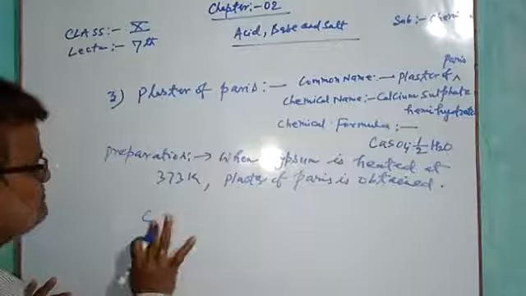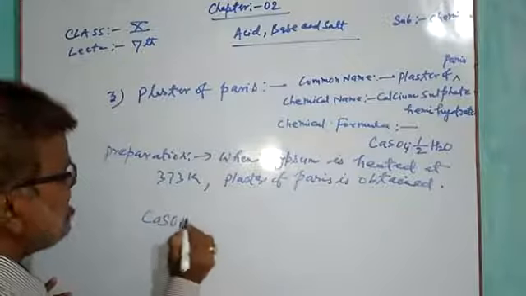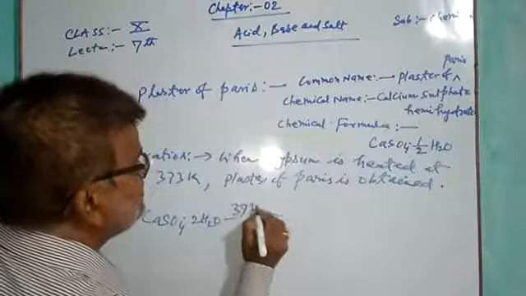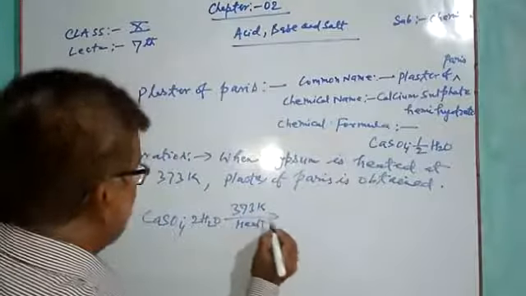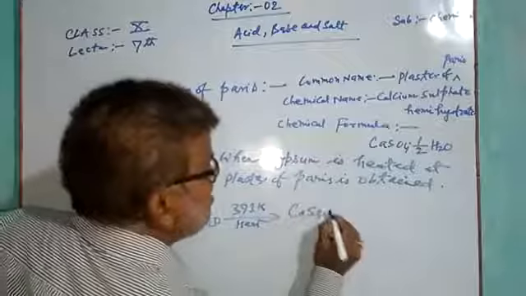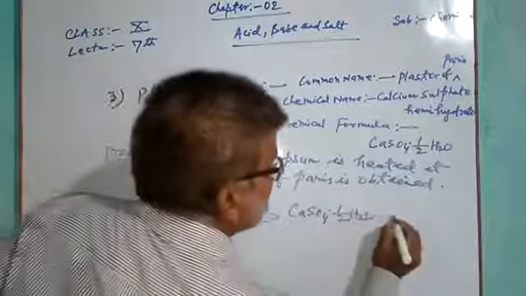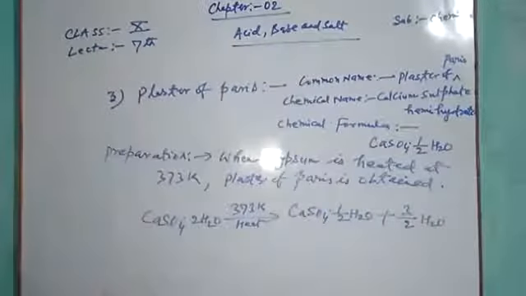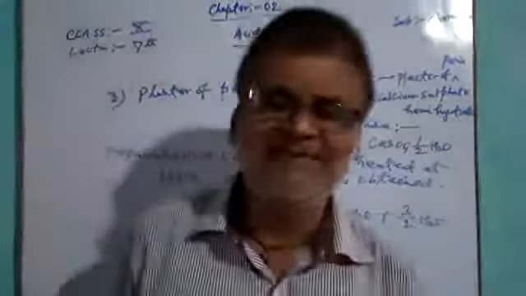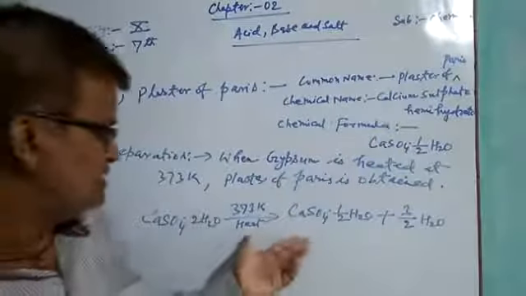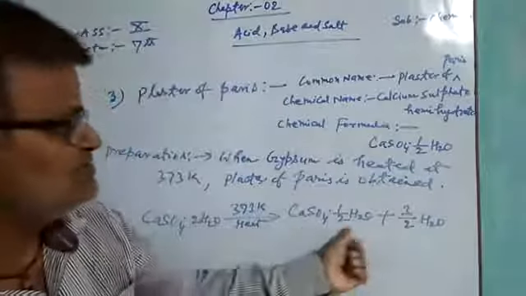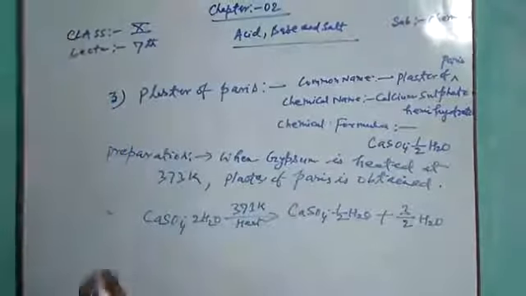CaSO4 twice H2O at 373 Kelvin gives CaSO4 half H2O plus 3/2 H2O. When gypsum is heated at 373 Kelvin, then plaster of Paris is obtained. Here CaSO4 twice H2O at 373 Kelvin gives CaSO4 half H2O and 3/2 H2O. Here CaSO4 half H2O is our plaster of Paris. Now what are its uses?